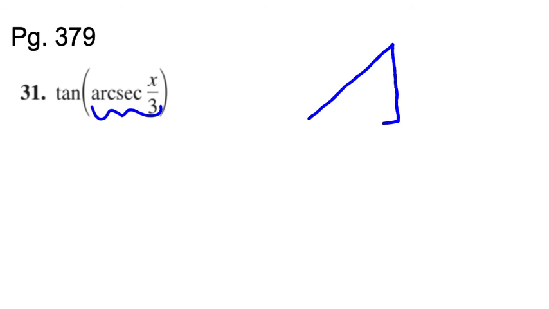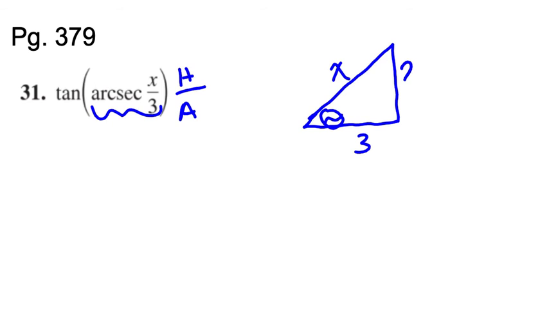Well, if I have a variable in there, there's no way for me to figure out what the angle theta is. But that doesn't stop me from filling in the sides of the triangle. If you remember, arcsecant is hypotenuse over adjacent. So we fill them in. This is hypotenuse, down here is adjacent. So the hypotenuse we know is x, and the adjacent side we know is 3.